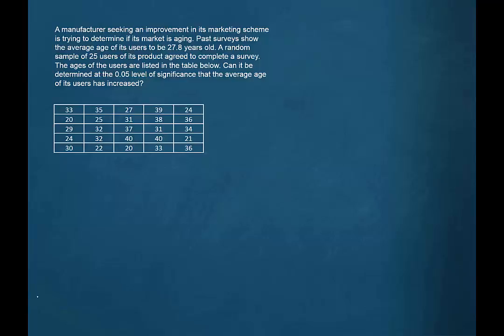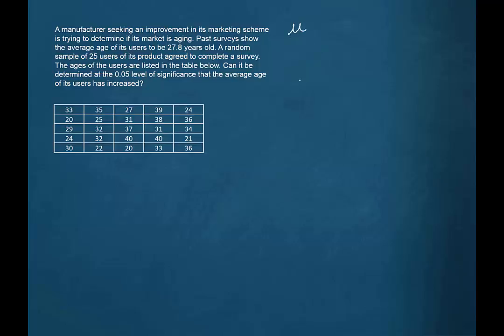A manufacturer seeking an improvement in its marketing scheme is trying to determine if its market is aging. Past surveys show the average age of its users to be 27.8 years old. A random sample of 25 users of its product agreed to complete a survey. The ages of the users are listed in the table below. Can it be determined at the 0.05 level of significance that the average age of its users has increased?